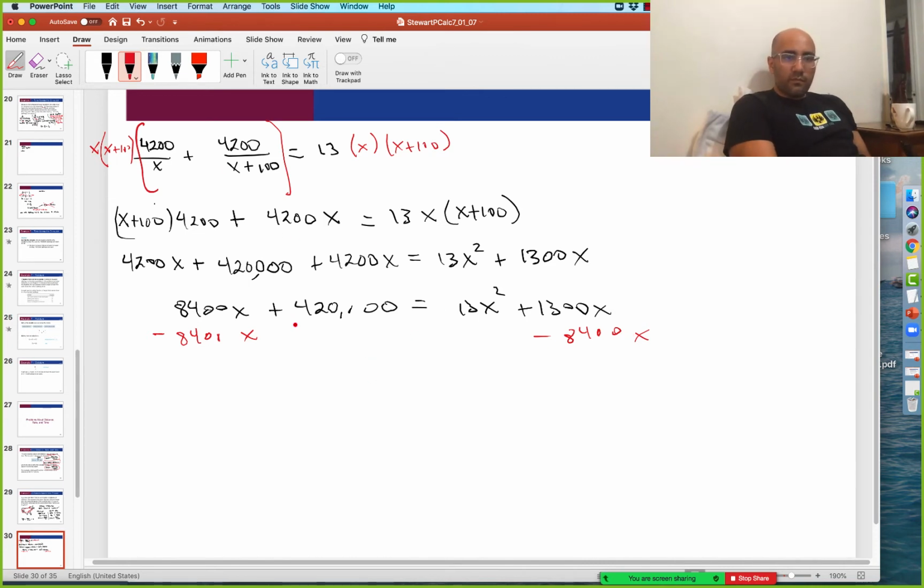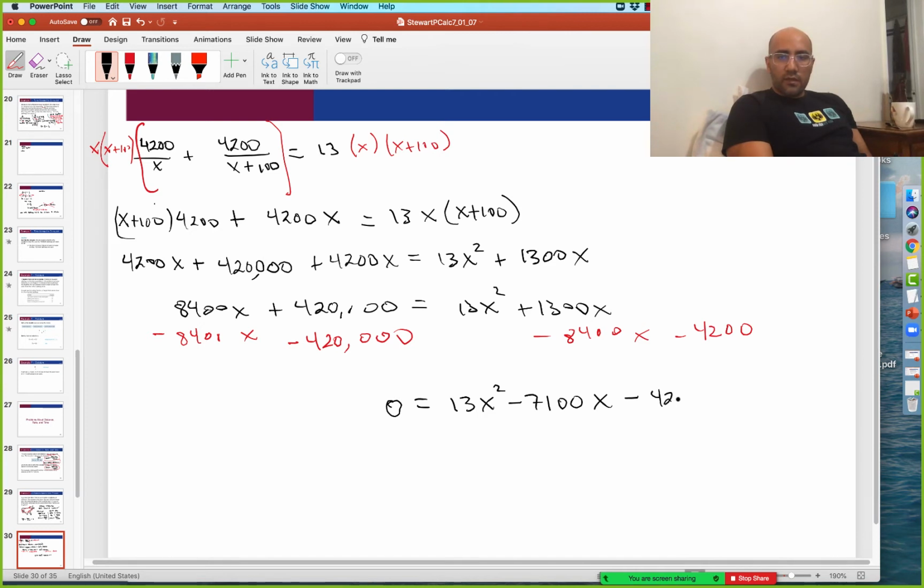And I'm going to move minus 420 here, minus 420 here. So I'll end up with 0 equals 13x squared minus 7,100x minus 420, 1, 2, 3. I don't know why I didn't add the extra zeros.